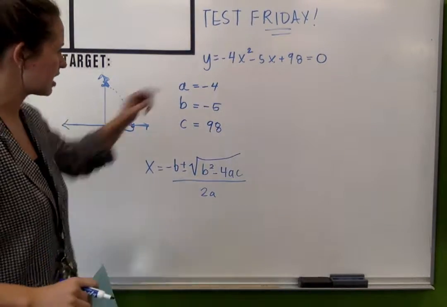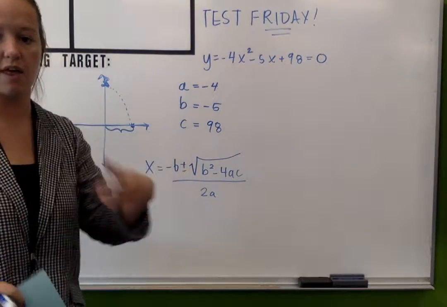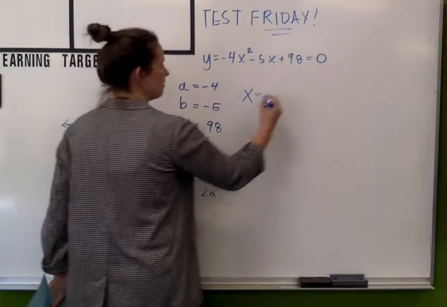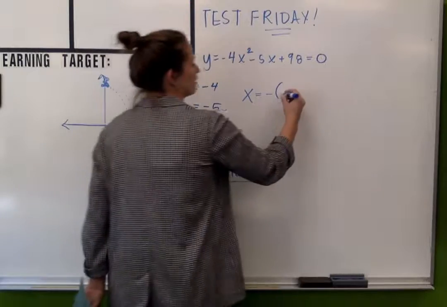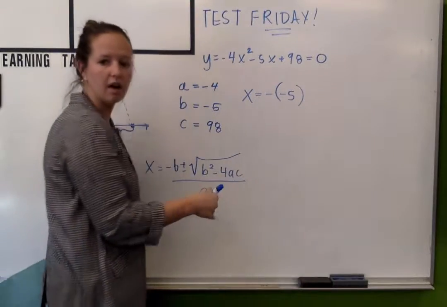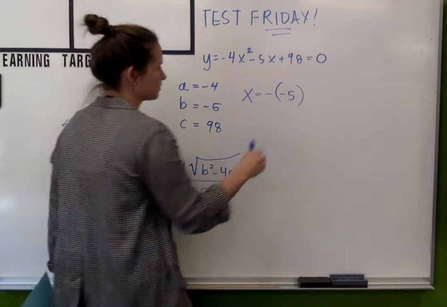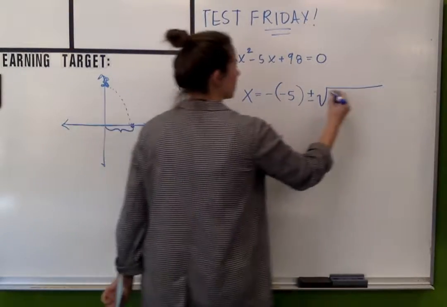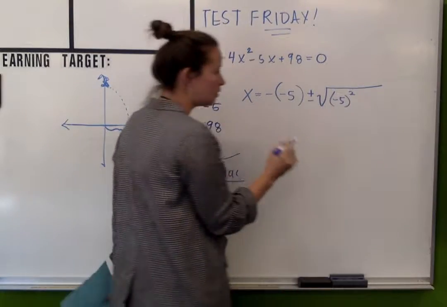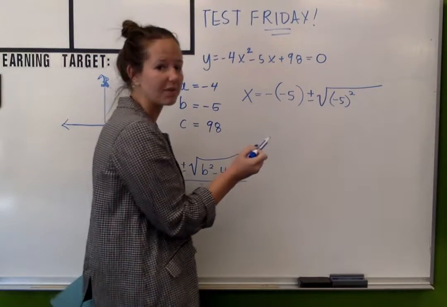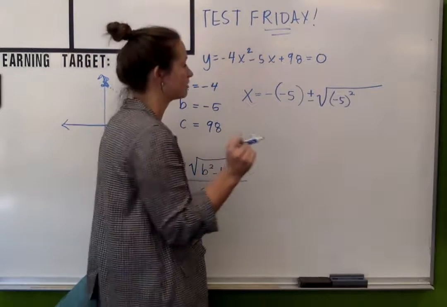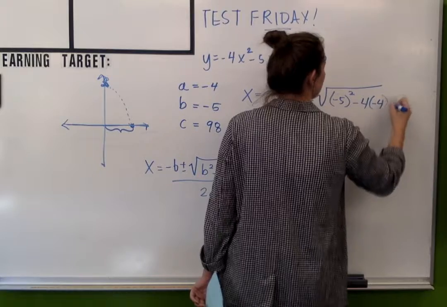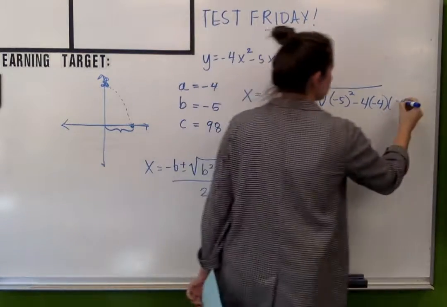Yes? So I'm just going to take each of these values and plug them in for where they go, and then I'll show you how I evaluate this. So x equals negative, and then b is negative 5. So I do have two negatives in a row. It's fine. We'll simplify in a sec. Plus or minus the square root of b, which again is negative 5 squared. You need those parentheses. Please use the parentheses. If you don't write them, you'll get the answer wrong. B squared minus 4. A is negative 4, and C is 98.